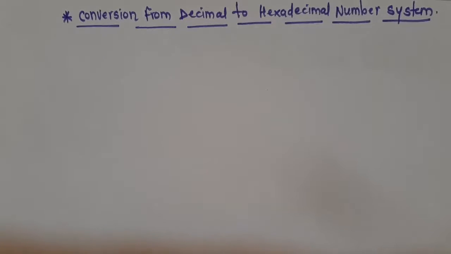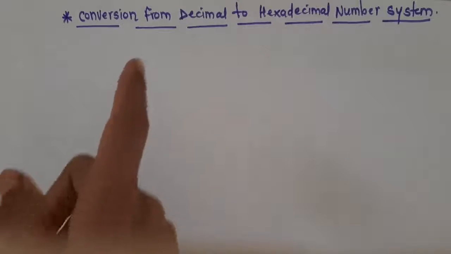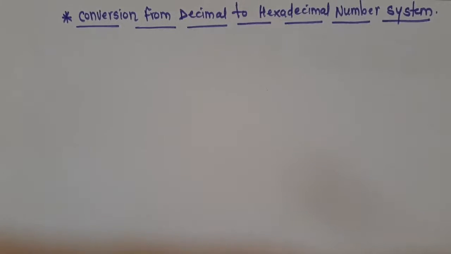Good morning. Welcome to the online lecture session of analog and digital electronics. Today we are going to see the conversion from decimal to hexadecimal number system. In the previous lecture we completed two conversions, that is from decimal to binary and from decimal to octal. Now the third conversion is from decimal to hexadecimal number system.